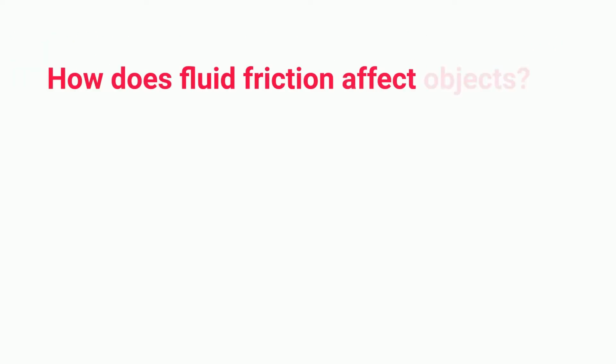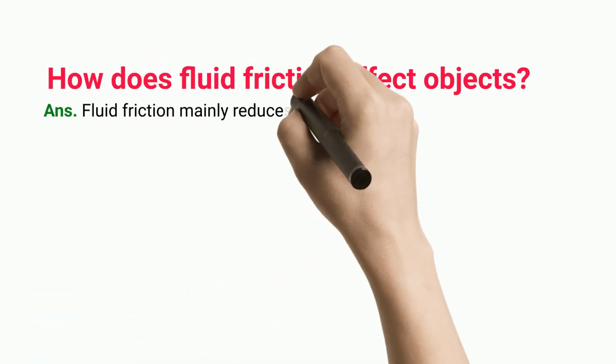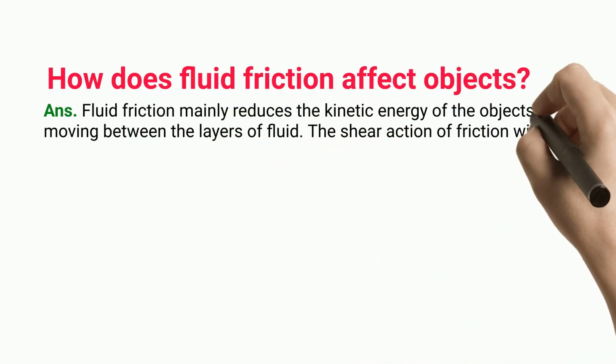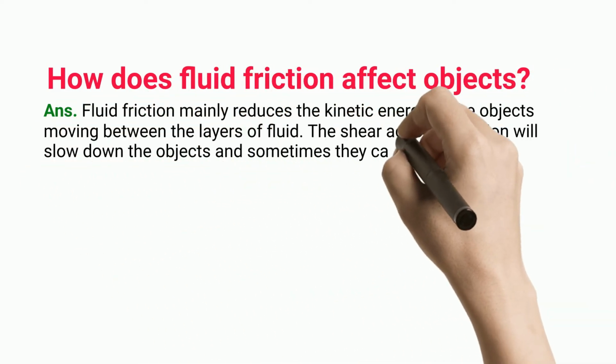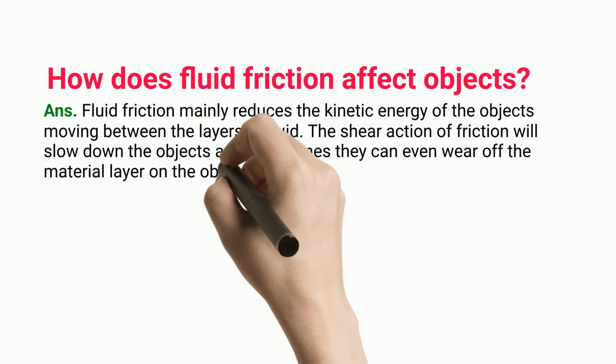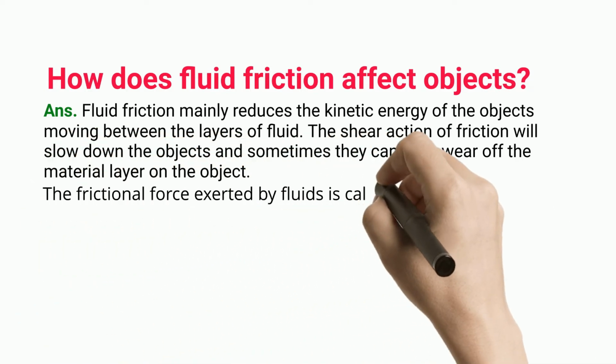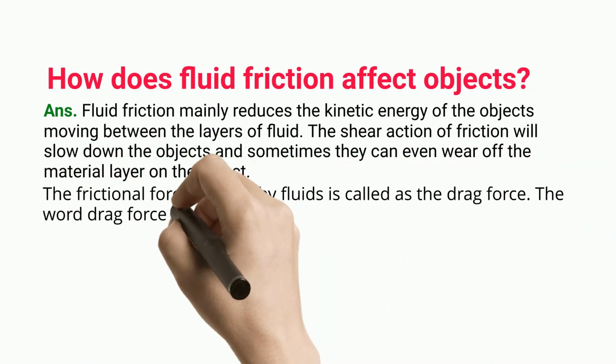How does fluid friction affect objects? Fluid friction mainly reduces the kinetic energy of the objects moving between the layers of fluid. The shear action of friction will slow down the objects, and sometimes it can even wear off the material layer on the object. The frictional force exerted by fluids is called the drag force.